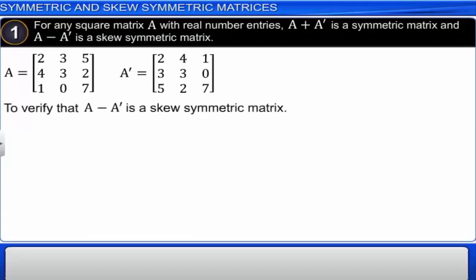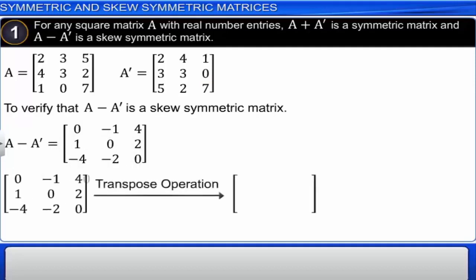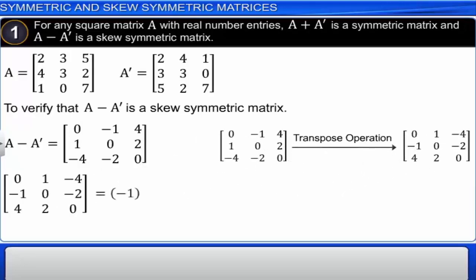Next, we will verify that A minus A transpose is a skew-symmetric matrix. Let's take the transpose of the matrix. We can observe that the transposed matrix is the negative of A minus A transpose, which verifies the second part of the theorem.